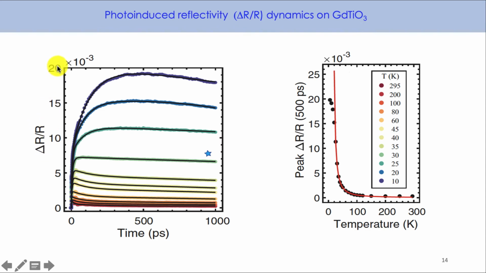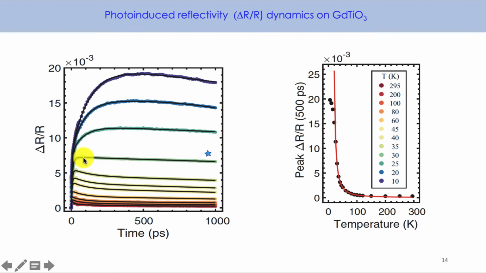You get a maximum change on the order of 2 times 10 to the minus 2. And what's shown here is the dynamics as a function of temperature. This temperature scale here also maps onto the dynamics shown here. So this is a change in reflectivity as a function of time. And near room temperature, you just see exponential decay. And then what's interesting as you go to lower and lower temperatures, you start to see a much larger signal and much longer dynamics, both in the rise time and then also in the decay time.